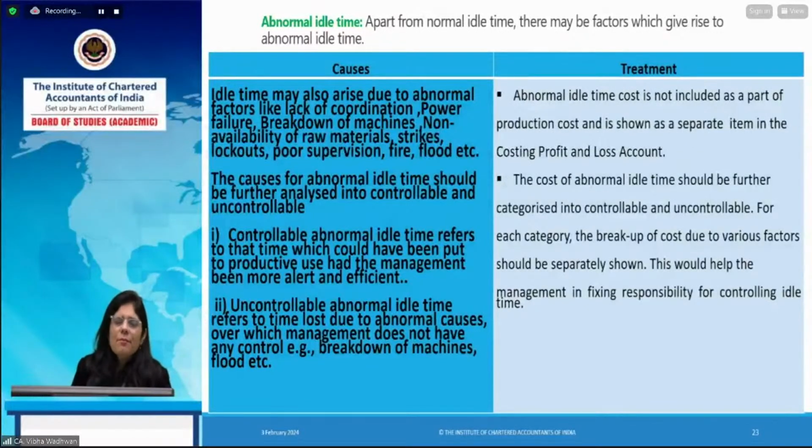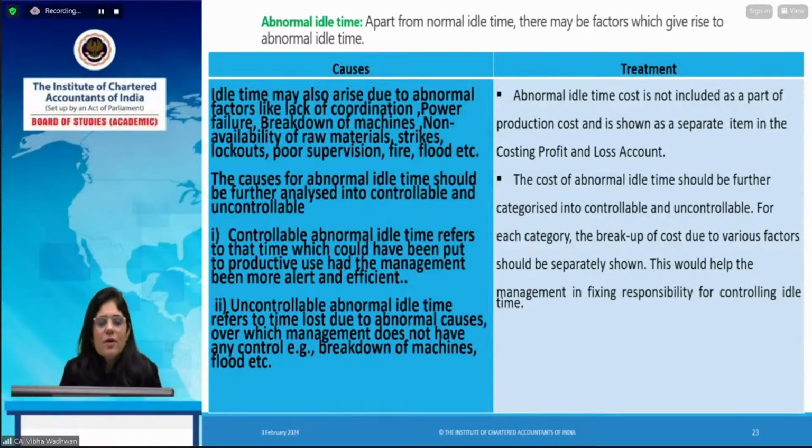Some abnormal idle time is controllable and some is uncontrollable. If an earthquake comes, you can't help. But if the availability of raw material is affected because you registered a late material requisition, or the storekeeper is taking time to extract the material and send it to the factory area, all this time can be controlled through efficiency.